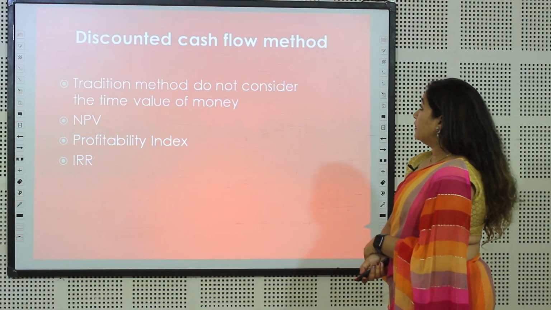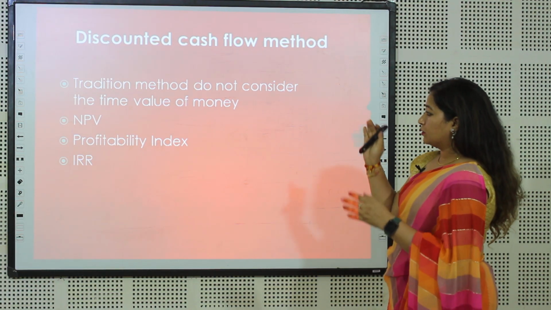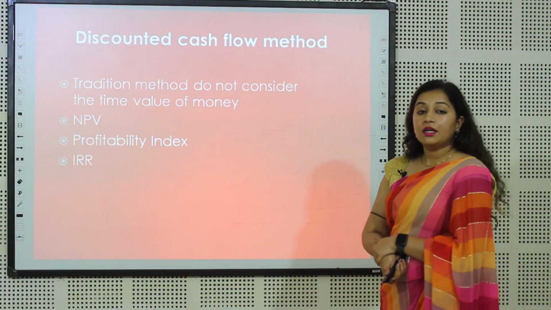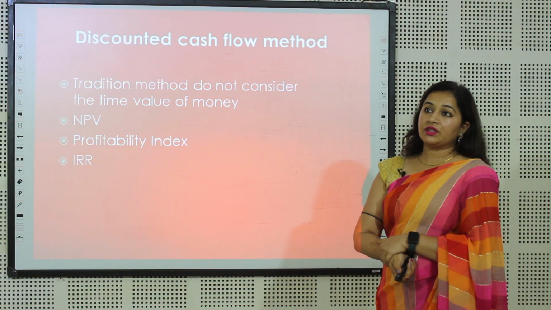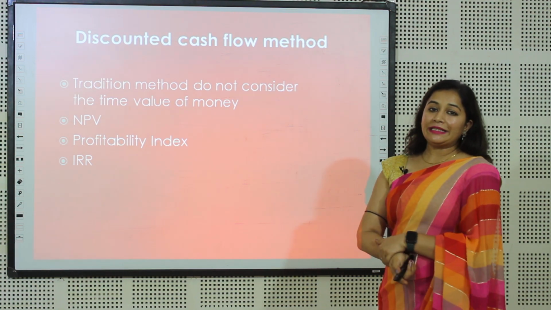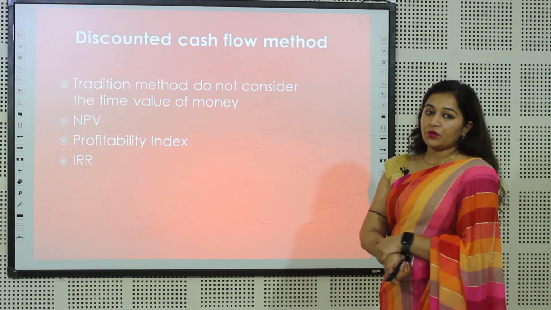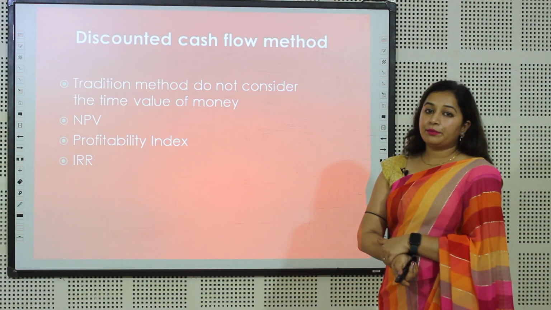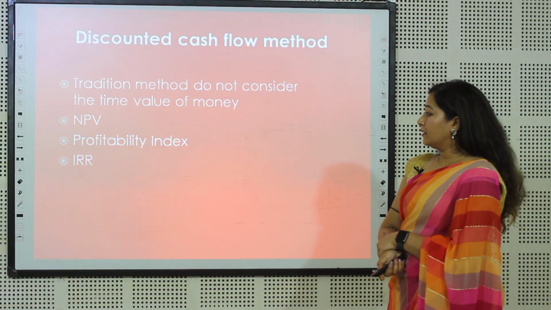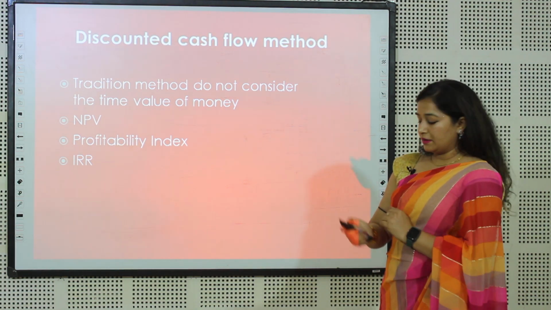Next is the discounted cash flow method, which is also known as the modern method. The drawback of the traditional method was that it does not take into consideration the time value of money, but in the modern method we take into consideration the time value of money. So these are the three methods used in the discounted cash flow technique or modern method. First is NPV, which is also known as the net present value method. Next is profitability index, which is also known as PI. And third is IRR, that is the internal rate of return method. So starting with the first method, that is NPV.